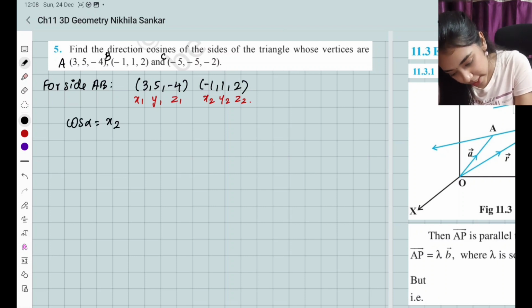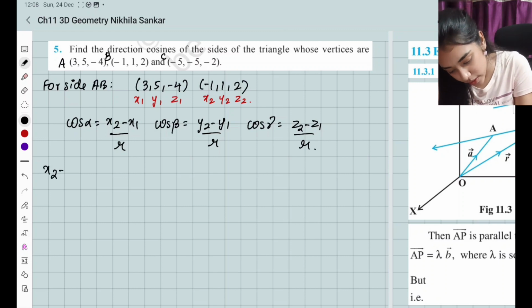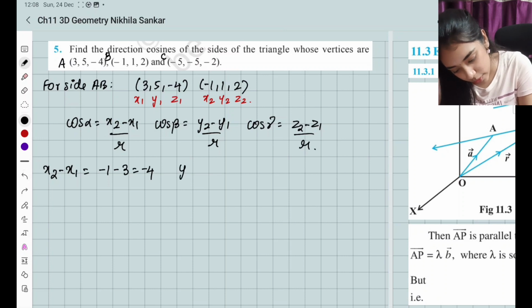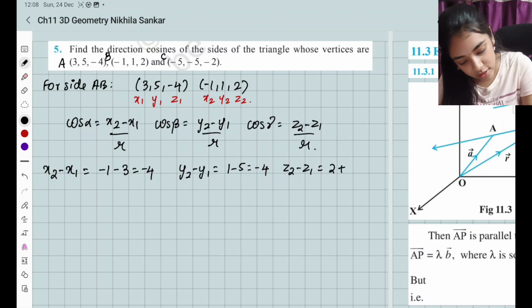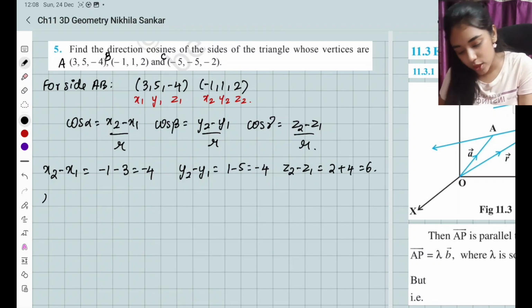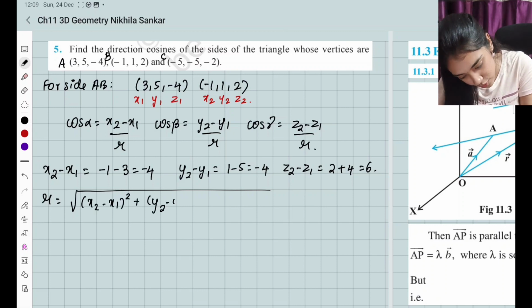Okay. And what are the direction cosines going to be? Cos alpha is going to be x2 minus x1 divided by r. Cos beta equals y2 minus y1 divided by r. And cos gamma equals z2 minus z1 divided by r. In the x2 minus x1 என்ன? x2 minus x1 is going to be minus 1 minus 3 which is minus 4. Then y2 minus y1. First I'll write the values. y2 minus y1 is going to be 1 minus 5 which is minus 4. Then z2 minus z1 is going to be 2 minus of minus 4, 2 plus 4 which is 6. Okay. Now what is my r? R is going to be square root of x2 minus x1 the whole square plus y2 minus y1 the whole square plus z2 minus z1 the whole square.